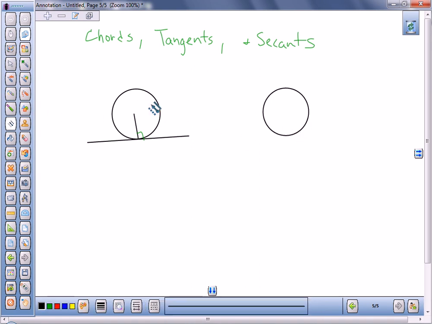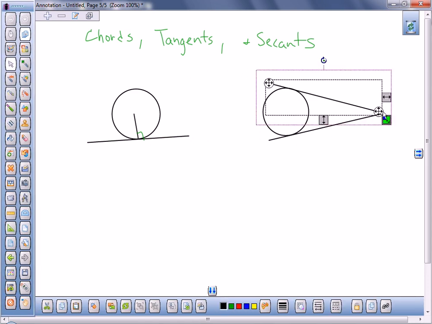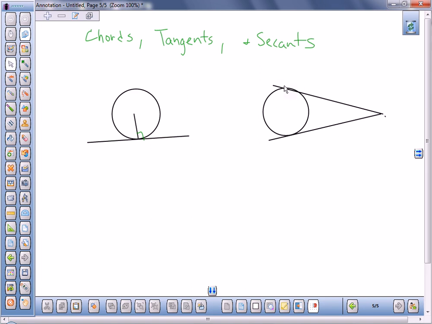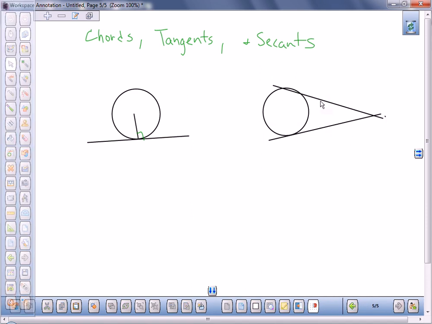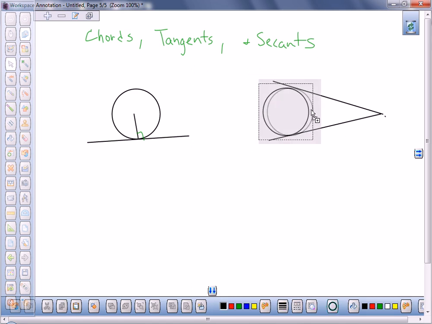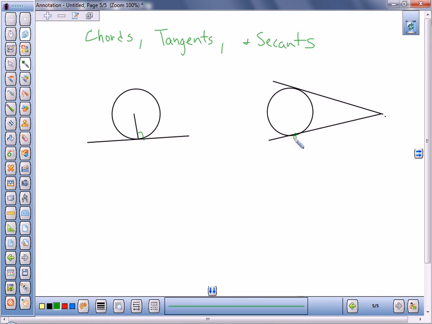Okay, if we had a circle, I may not do this well, but I'm going to give it my best shot. And I have a tangent line and another tangent line. They meet at a point. Probably should have started at the point. That's better. What do I know about these two segments between the point of tangency and the external vertex? These are congruent. Good.